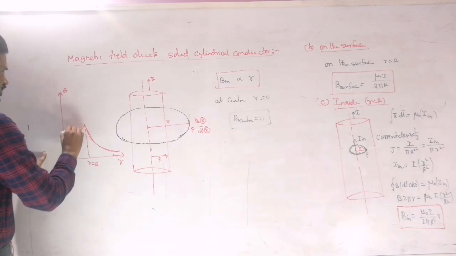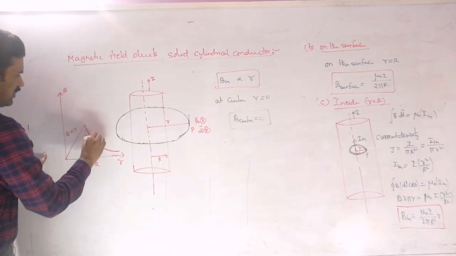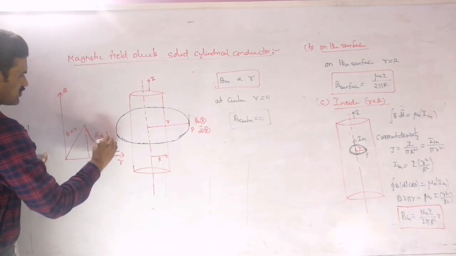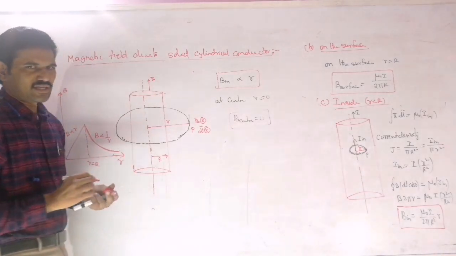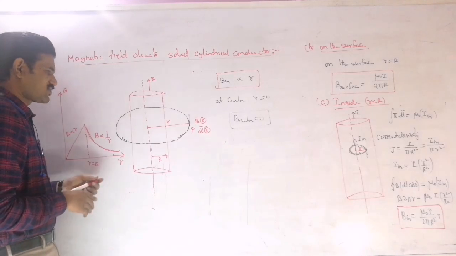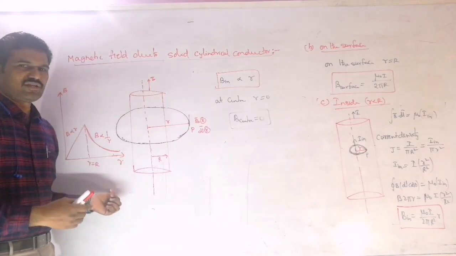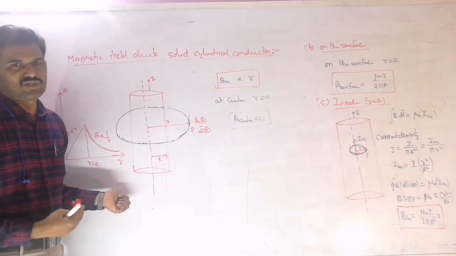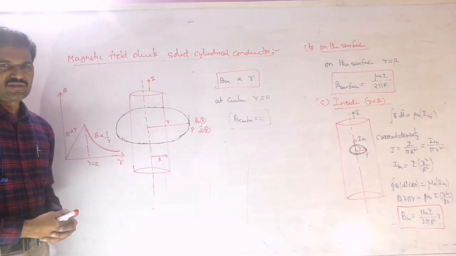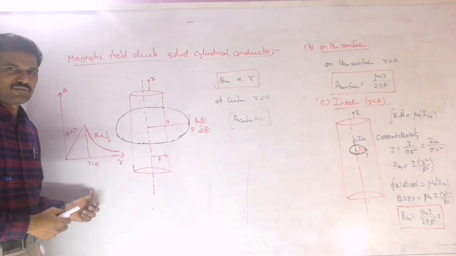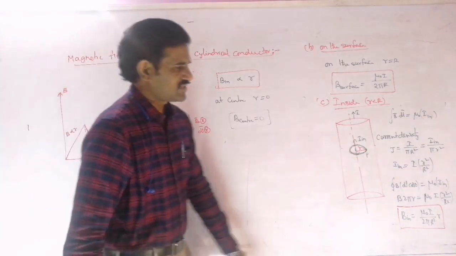So B is directly proportional to r inside, and outside B is inversely proportional to r. So this is the graph for this solid cylindrical conductor. Now for the solid cylindrical conductor you can conclude that this magnetic field variation is a continuous variation, whereas for the hollow conductor it was discontinuous. And this expression is important here.